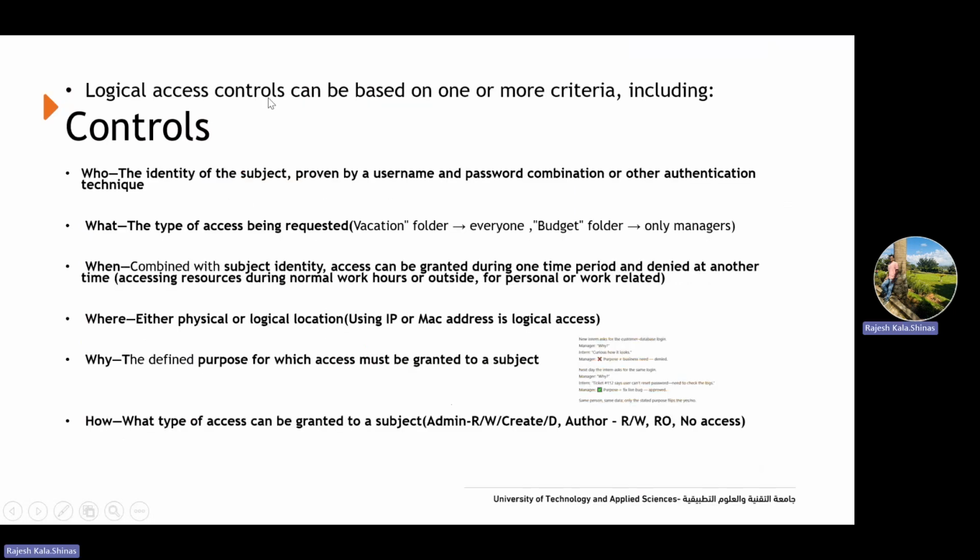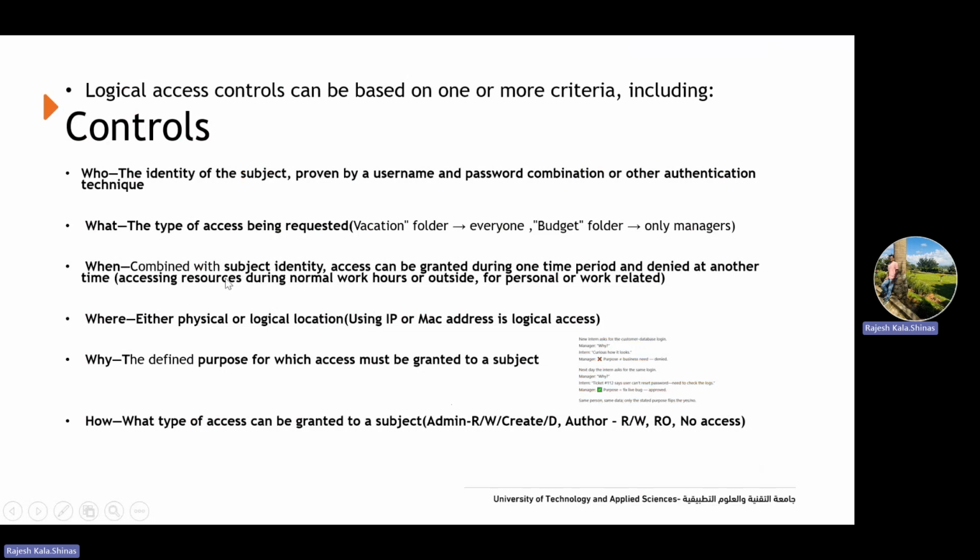Now, logical access controls are based on the following criteria. Who: here we identify the subject using a username and password or an authentication technique like a token, behavioral, or biometric. What: here we identify what type of access he has requested. For example, everyone can access the vacation folder, but the budget folder is only accessible by managers. In a company, when the subject is going to access the object or resource, sometimes he will be allowed, sometimes not.